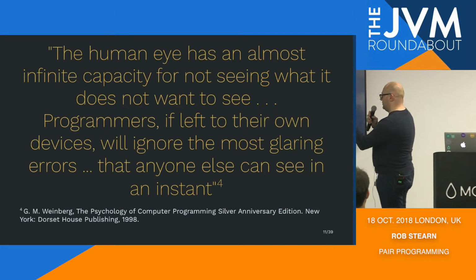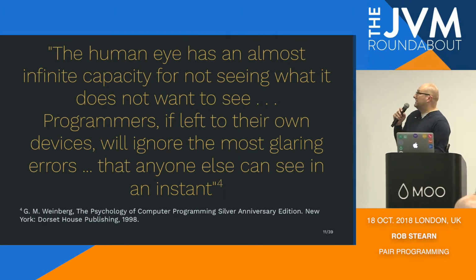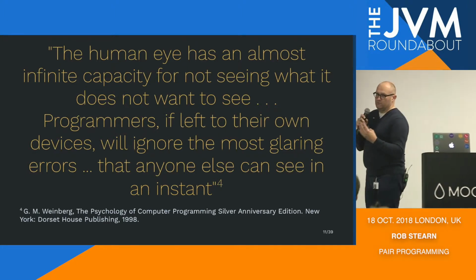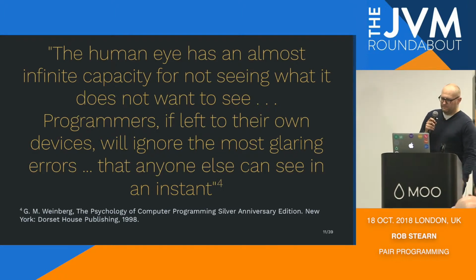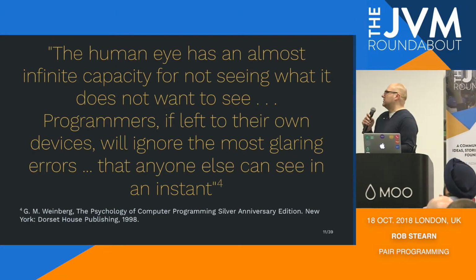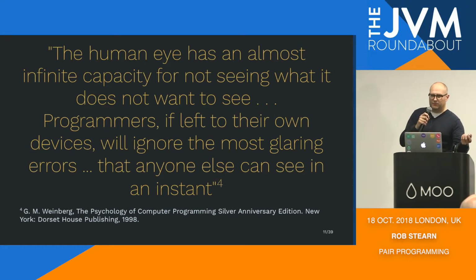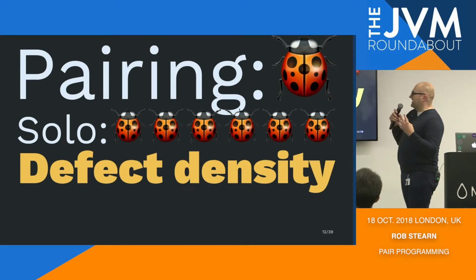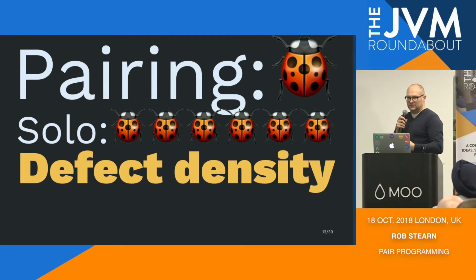This is from Jeff Weinberg's book, The Psychology of Computer Programming, Silver Anniversary Edition, a must read. But he has an interesting point about programmers left to themselves will miss things that they don't want to see. And that's just a very natural human thing. Now, that shows itself up in terms of programming defects, and actually there's some interesting numbers on the differences between pairing and coding solo, which is that solo programming has 6 times larger bug density than code that's written as a pair, which comes from that book as well. I'm not just making that up, same reference.